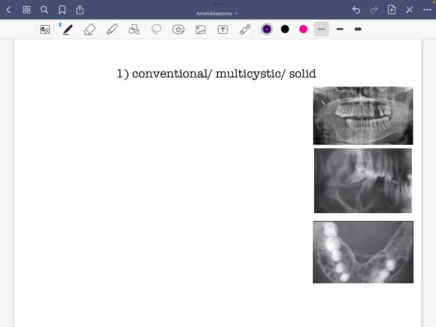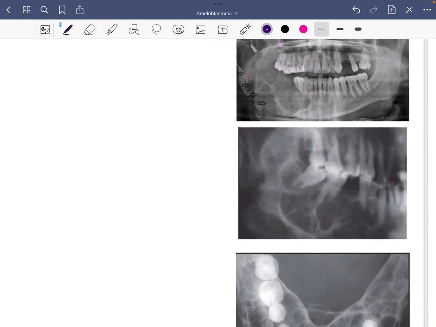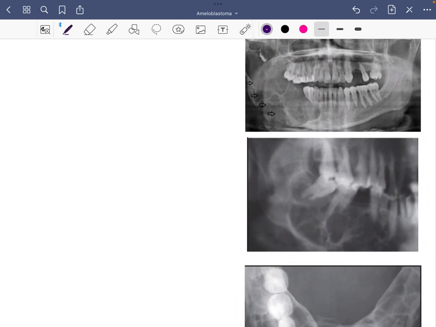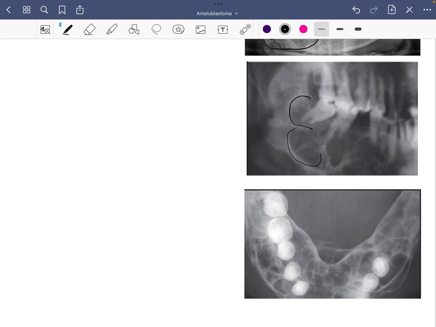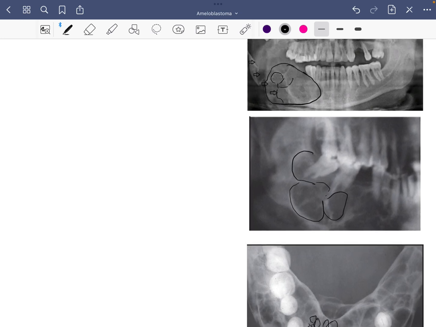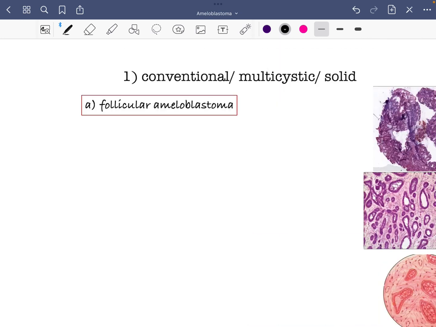So now we will discuss what is conventional multicystic or solid kind of ameloblastoma. So these are your multiple unicystic kind of ameloblastoma. You can see there is one large region divided by multiple septa. So it's a soap bubble. This is a very evident soap bubble appearance, right? This is honeycomb kind of appearance. We discussed it in our clinical features. You can check out all the clinical features about this conventional type.